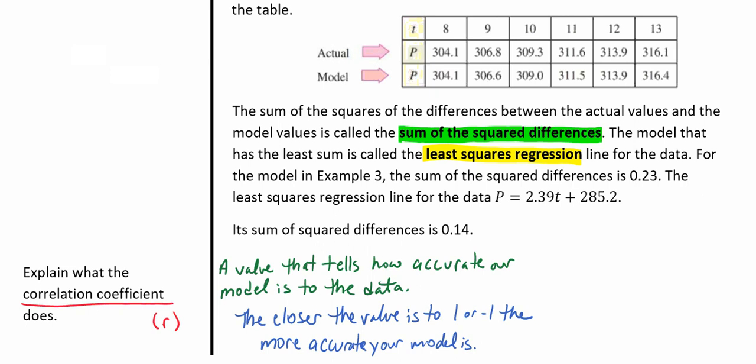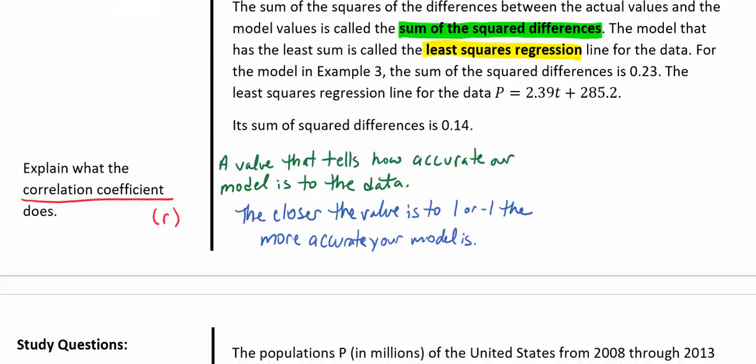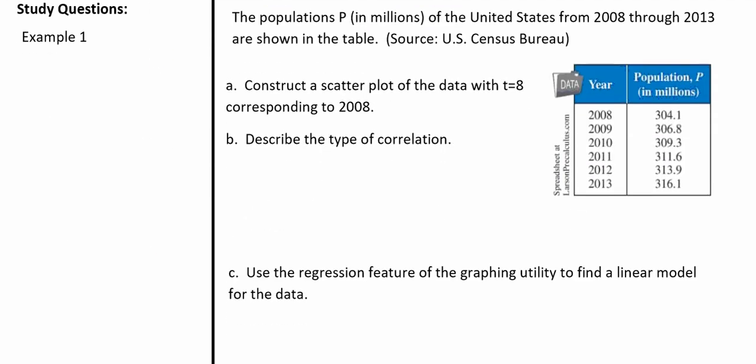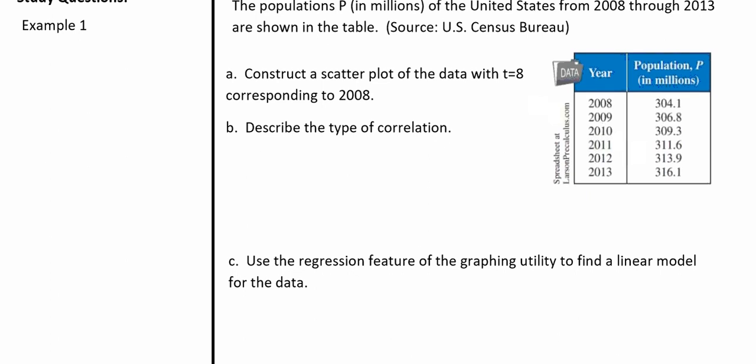Let's do an example so we can see how this all gets pieced together. The population P in millions of the United States from 2008 through 2013 is shown in the following table that was obtained from the U.S. Census Bureau. We first want to construct a scatter plot of the data with t equaling 8 corresponding to 2008. What that means is this would be 8, 9, 10, 11, 12, and 13.